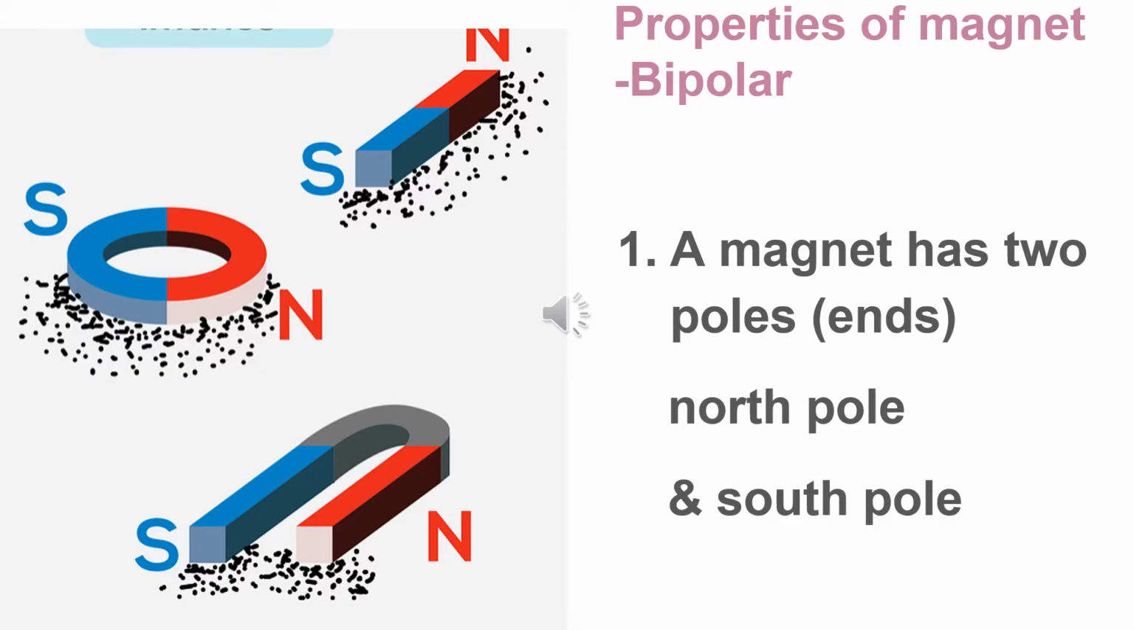First of all, let us focus on the properties of a magnet. The very first property: a magnet has two ends. You can see through the diagram, in the ring shape also, you will find north and south. In this U-shaped magnet, the north and south. And the bar magnet, obviously, is the most commonly used. So in all our experiments, since it is easily available, we are focusing on this bar magnet. There are two ends to it, the north pole and the south pole. In short form, we say it is bipolar.